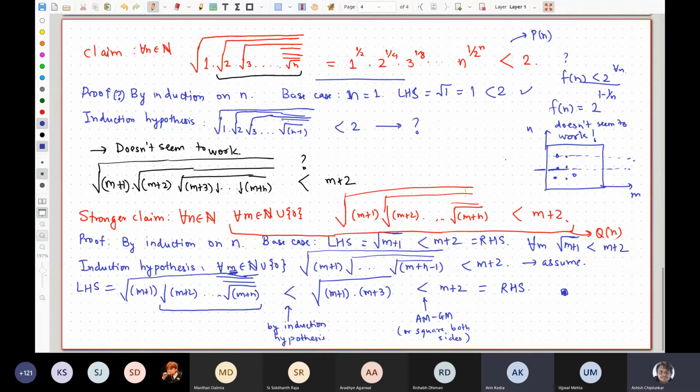Yes, so what I am saying is, sir, I get it that for the base case, the square root of m plus 1 would be less than m plus 2. This is true for all m. But in the induction, when we proved the induction hypothesis, we used that the same thing holds for m plus 1. But we cannot really say that for sure. I don't understand.